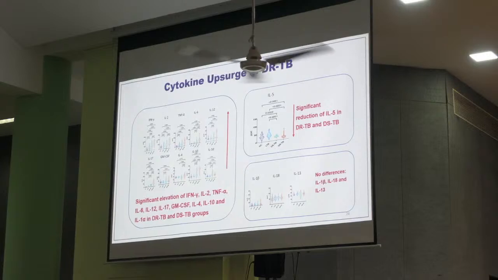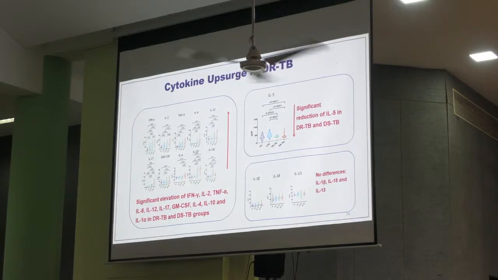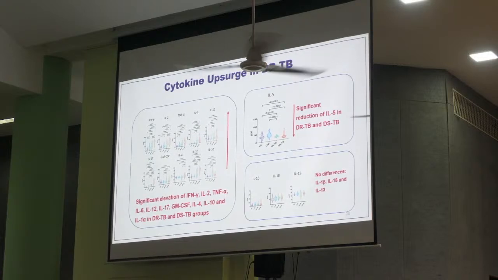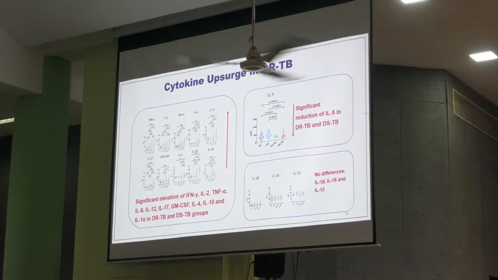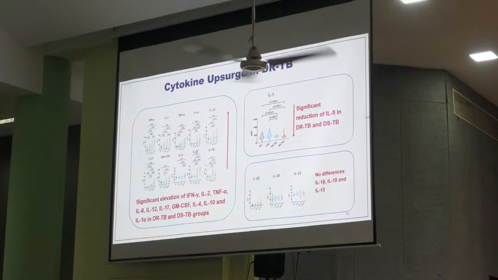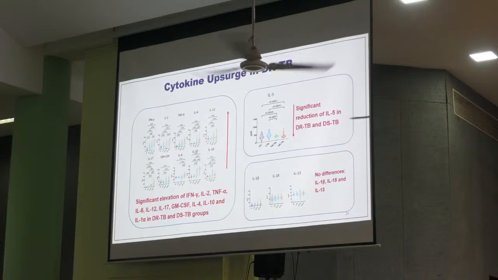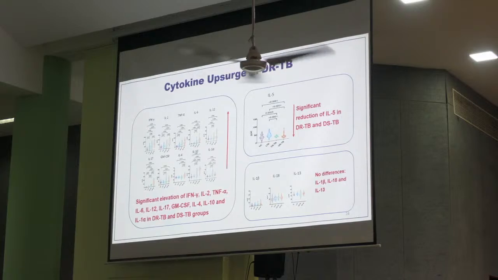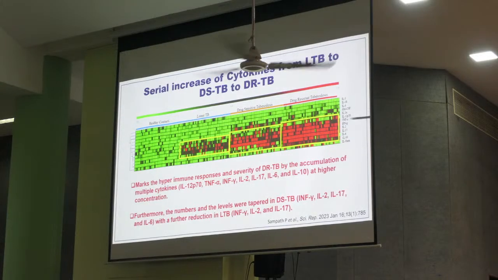And IL-5 is found to be reduced in the DS and DR. This is because it is associated with extracellular pathogens. When nematodes or worms infect, you will have this IL-5, which is a typical Th2 type of cytokine. And here we don't see a significant difference when it comes to IL-1 beta, IL-18 or IL-13. So we can see that only the pro-inflammatory or anti-inflammatory mechanism is being subsequently elevated with the disease pattern.